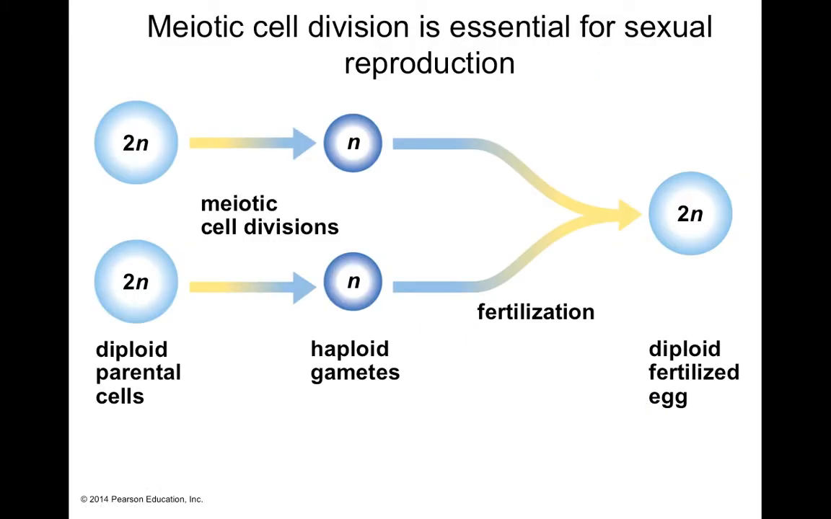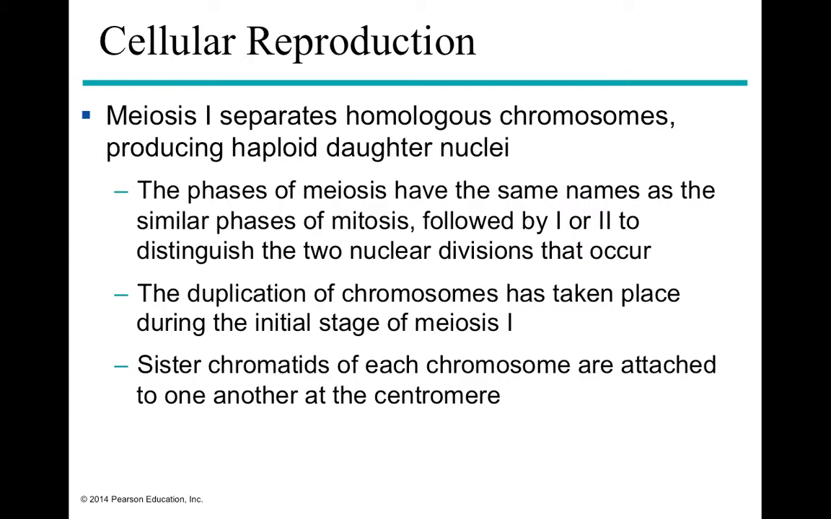Then what happens? Well, we end up with the diploid parental cells, mom and dad, right? Mom makes an egg, dad makes a sperm. They come together during fertilization. So our haploid gametes, which each have N or half of the genetic material, come together to make the 2N, or the full genetic complement, in the diploid fertilized egg. And from here, the process of mitosis takes over. So from here, that cell is going to divide and divide and divide until it finally becomes the embryo and then the developing organism.